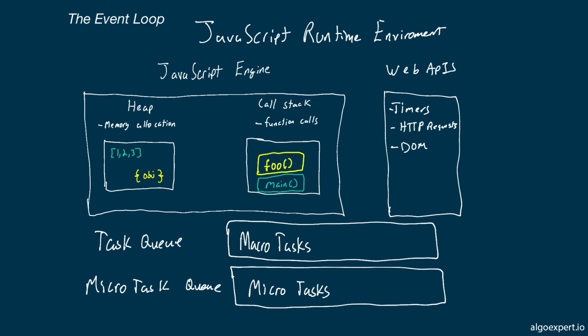The microtask queue, for the most part, is just used to hold the callback function of promises. So anything we pass to promise.then, catch, or finally.